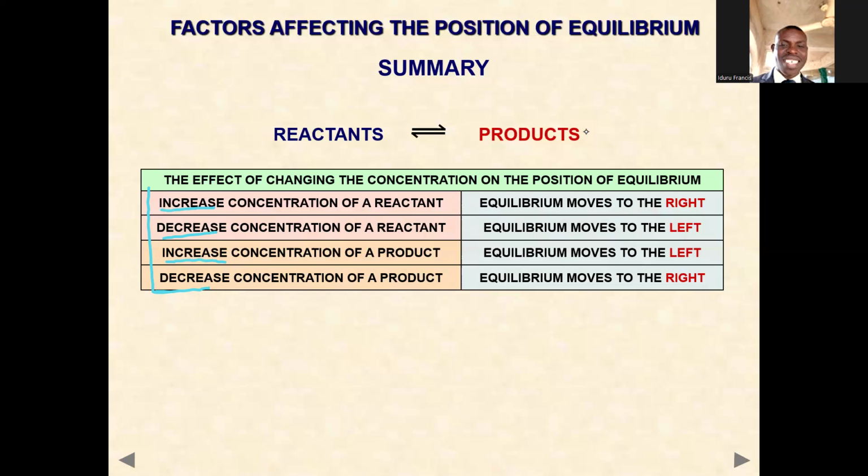So that is increase. Now, if you decrease the concentration of the reactant, if you remove the reactant, there will be lesser reactant compared to product. So the product will react and replace the reactant removed. So position of equilibrium shifts to the left-hand side. If you decrease the concentration of the product, there will be more reactant than product. So the reactant will react to replace the product. So position of equilibrium shifts to the right-hand side. So these four items must be in your brain.